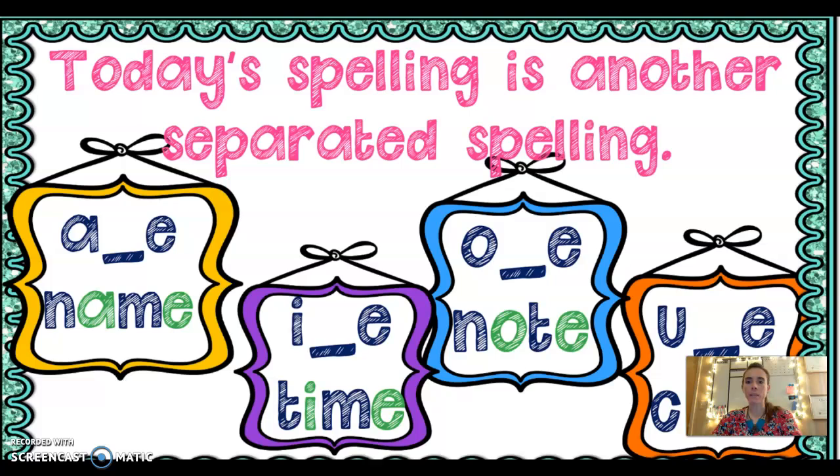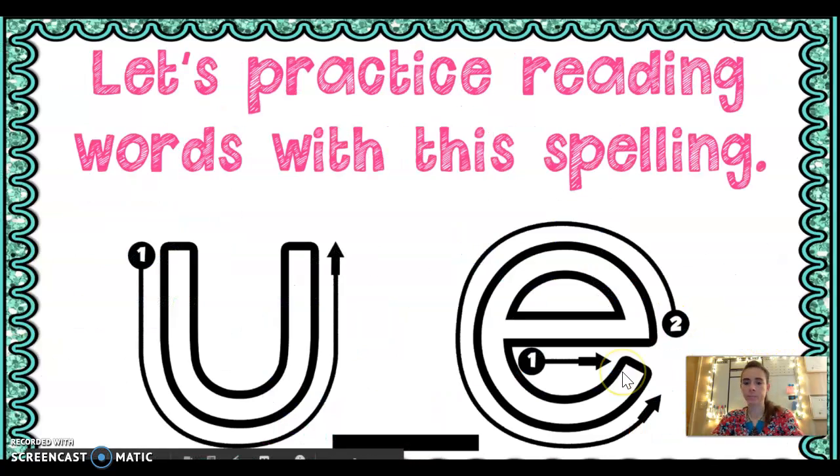Today's spelling is another separated spelling. Like A blank E says A as in name. I blank E says I as in time. O blank E says O as in note. U blank E says OO as in cute. Good.